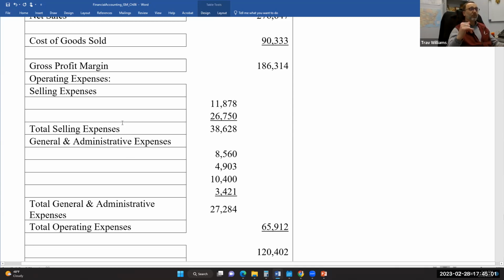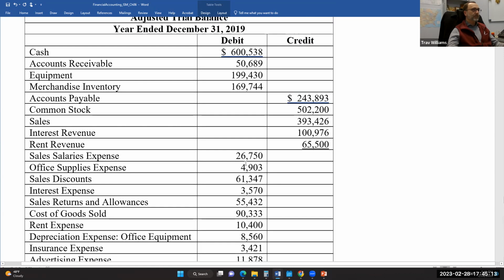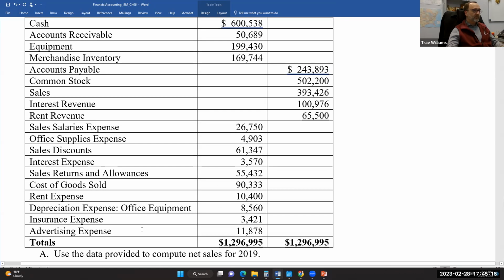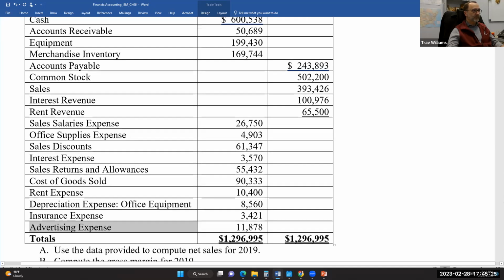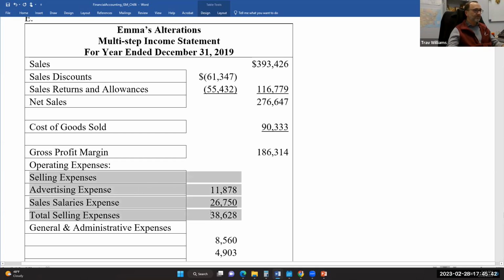So it's broken down into multiple steps here. Let's go ahead and fill in what these expenses are. So we're looking for 11,878 and 26,750. Okay, there's the 11,878. And the 26,750, that's sales salaries expense, okay? So advertising expense, and then sales salaries expense. And that makes sense because those are both related to selling, right? So this whole section is selling expenses.